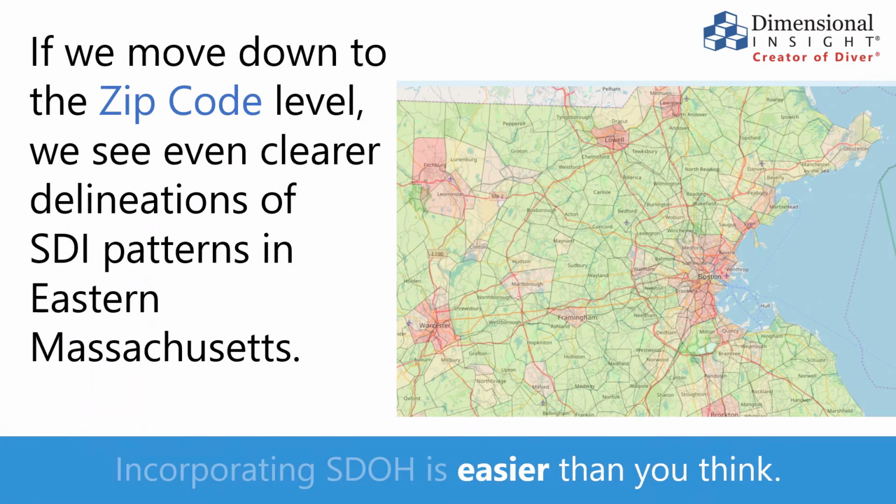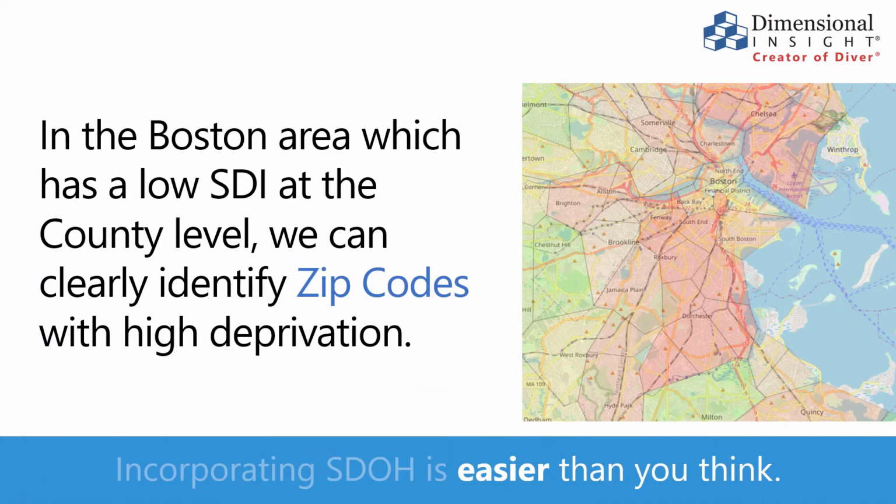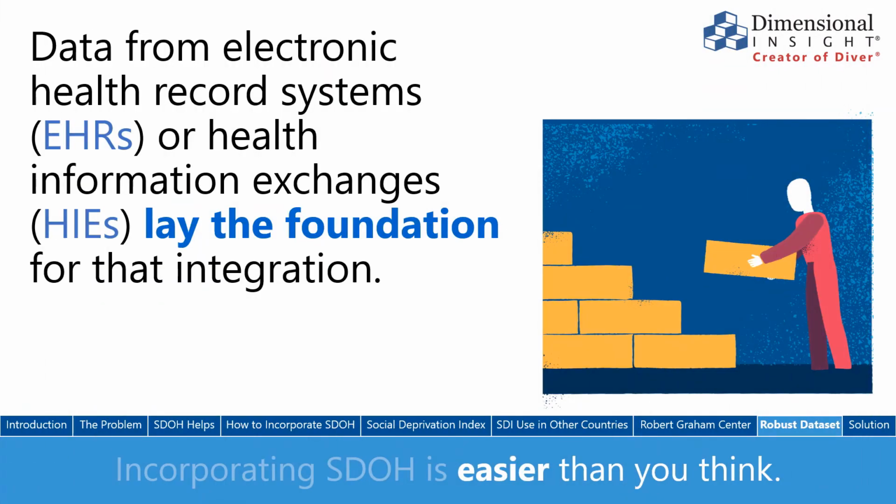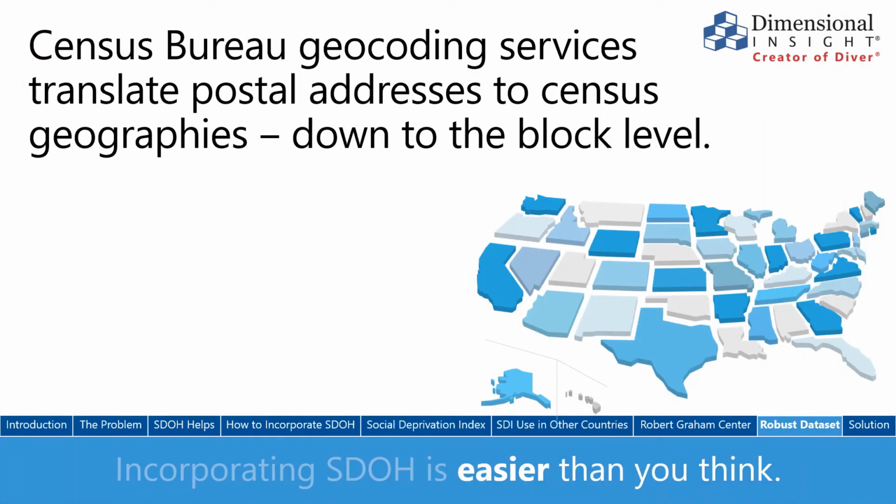If we move further down to the zip code level, we see even clearer delineations of social deprivation patterns in eastern Massachusetts. In the Boston area, which has a low social deprivation at the county level, we can clearly identify zip codes with high deprivation. Summary level estimates are useful, but integrating social deprivation information with patient-level population data is even more powerful. Data from electronic health record systems or health information exchanges lay the foundation for that integration. Census Bureau geocoding services translate postal addresses to census geographies right down to the block level.